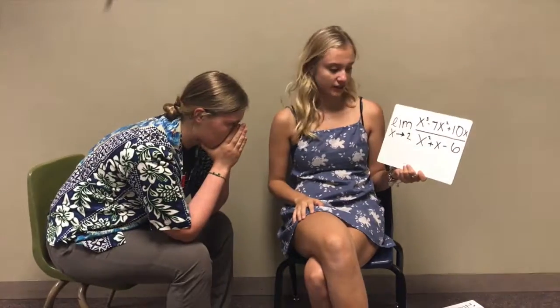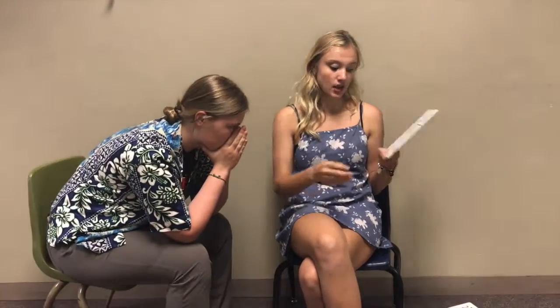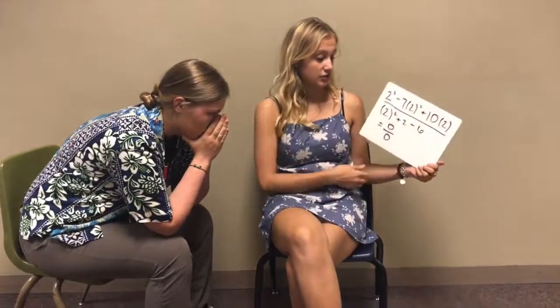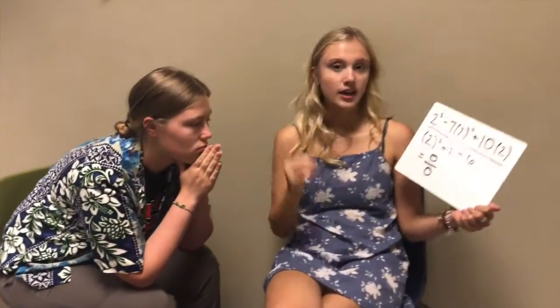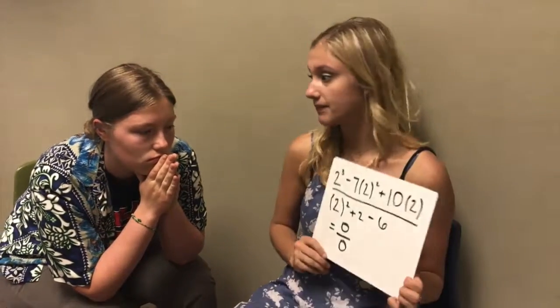If you have to find the limit as x approaches 2 for the function x cubed minus 7x squared plus 10x over x squared plus x minus 6, what you do first is you find out if you really even need to use L'Hôpital's. Basically, in order to use L'Hôpital's, the function needs to equal 0 over 0. So, the best way to do that is we know that we're trying to find the limit as x approaches c. In this case, c is 2. So you plug it into the function, and we get 0 over 0.